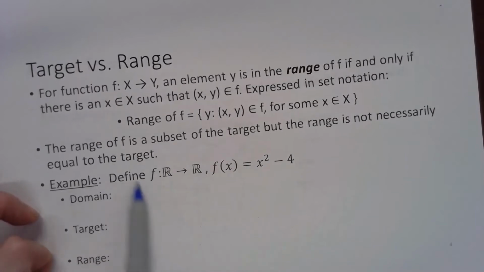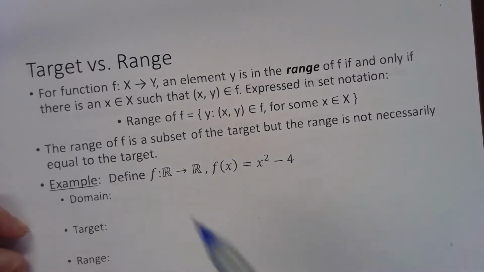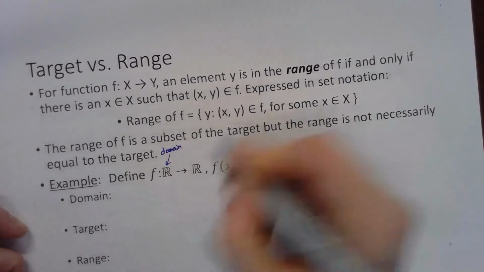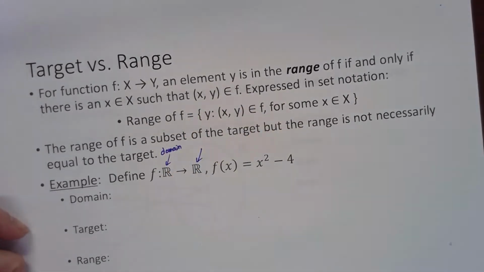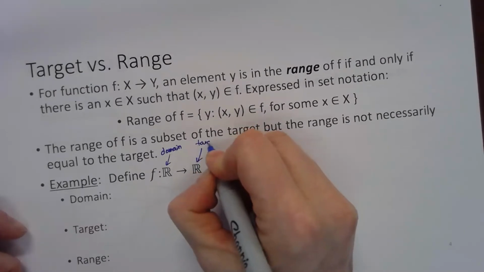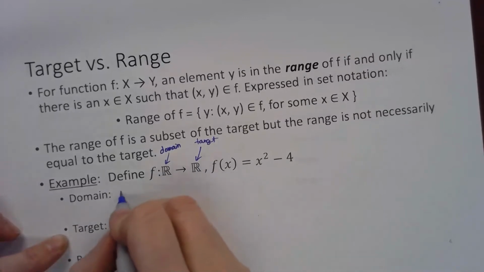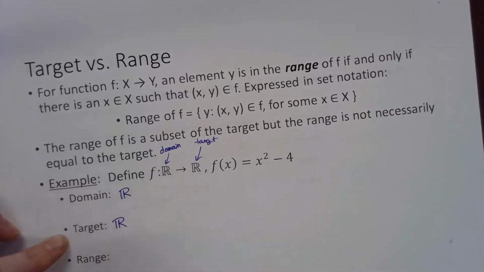So let's say I define a function, and that the domain is all real numbers, and the second thing is always the target. So if I look at the domain and the target, f goes, and this tells me where my cross product is coming from. Domain, target. So my domain is real numbers, my target is real numbers.